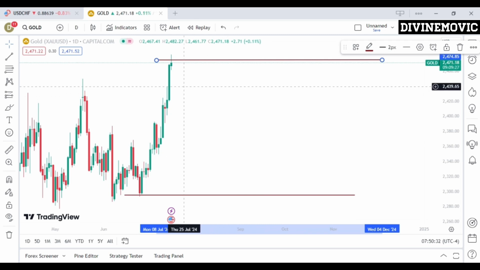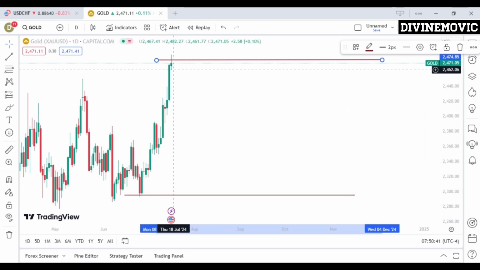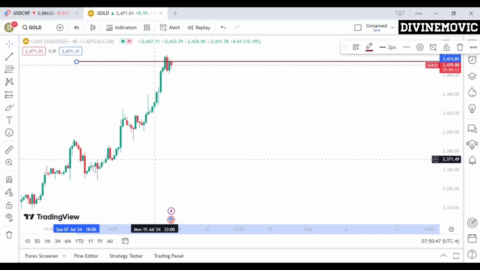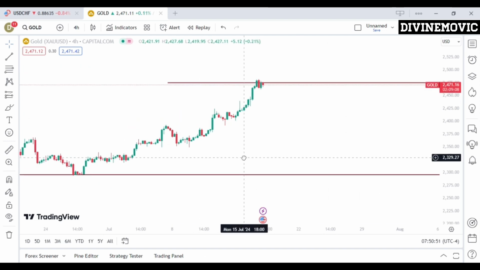Remember, price is currently at the resistance key level, and here price is basically on the support key level. Here is the support key level. We want to understand what price is doing from this support key level to this resistance key level on the 4 hours time frame. Now, on the 4 hours time frame, we can simply see that it's an uptrend. That means price is in an uptrend.